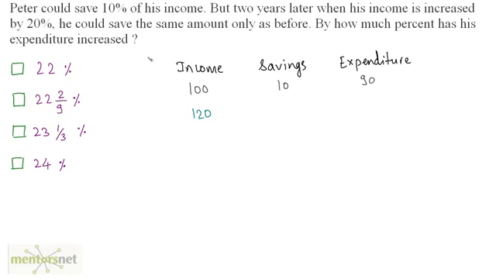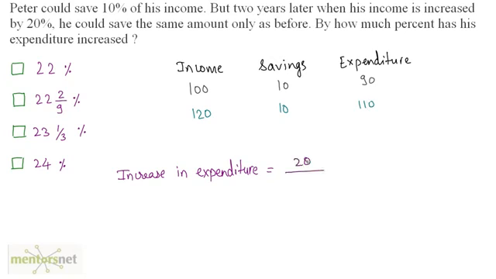Now, he could only save the same amount as before. So the savings are again 10. So the expenditure will be equal to income minus savings, which is 110. So it has been asked by how much percent his expenditure has increased. Well, I can write increase in expenditure. How much is the expenditure increased? Well, the expenditure increased by 20. So we have 20 here.